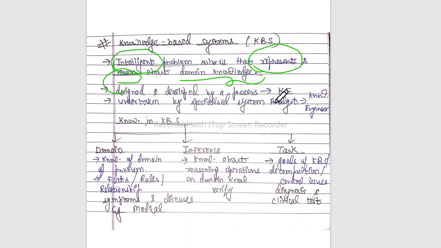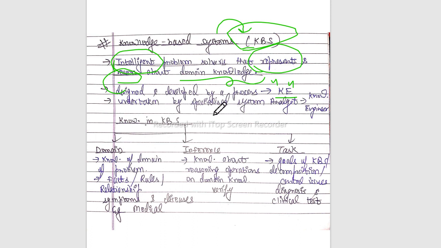Now, knowledge engineering. KE is the abbreviation for knowledge engineering. Knowledge engineering is a process of designing and developing a knowledge based system. A knowledge based system is abbreviated as KBS. So the process of designing and developing a knowledge based system is nothing but knowledge engineering.